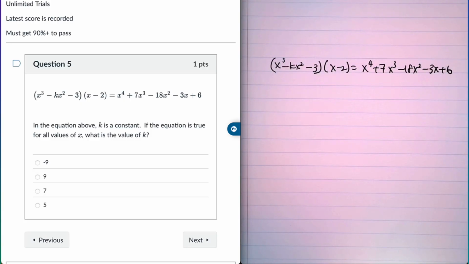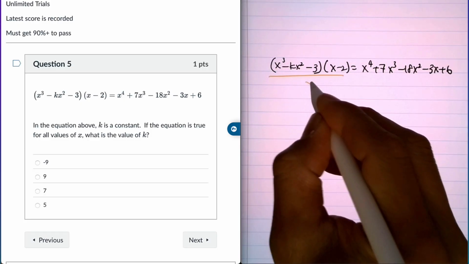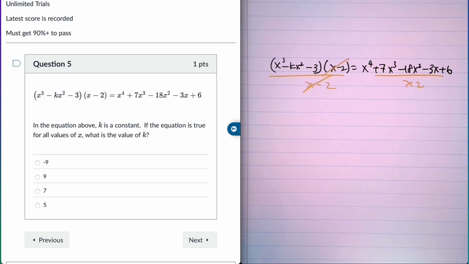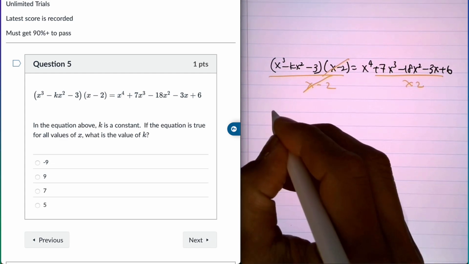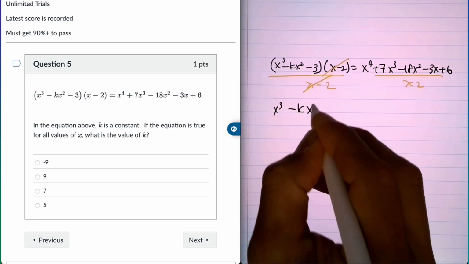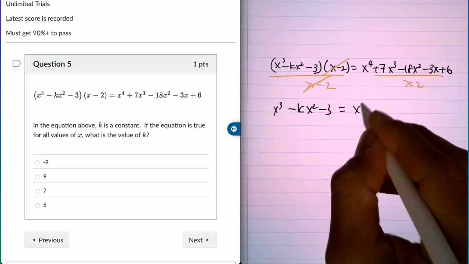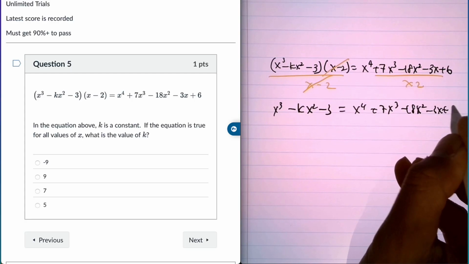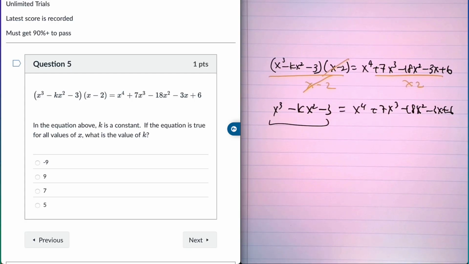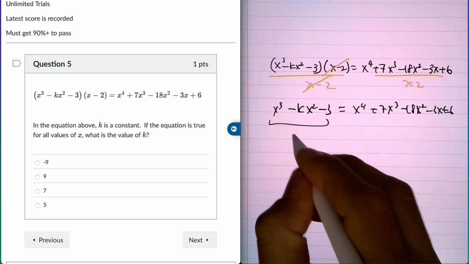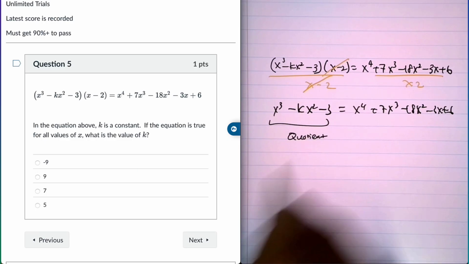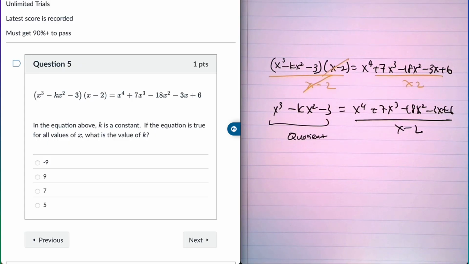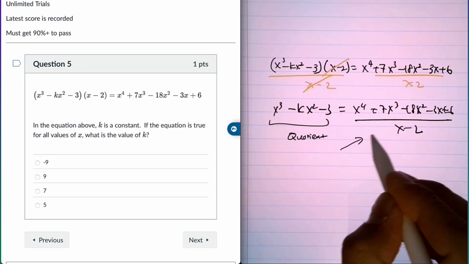Now, assuming you have taken Algebra 2, we can use synthetic division. Okay, so since there's no remainder here, when you have x cubed minus kx squared minus 3, this should be the result, or quotient, with no remainder. So just focus on this part.